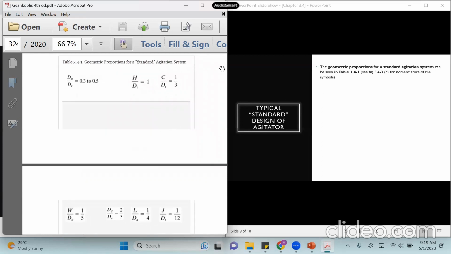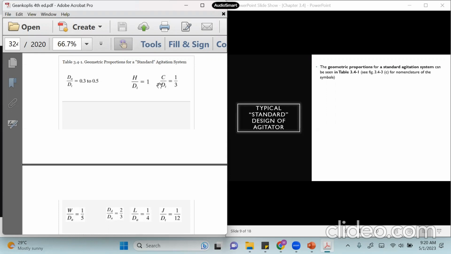Now, the geometric proportion for a standard agitation system: usually dA over dt, the ratio of the diameter of the agitator to the diameter of the tank, is 30 to 50%. The ratio of the height of the liquid to the diameter of the tank is usually regarded as 1. This is the standard, ideal agitation system. It can change later according to the problem, but this is the standard agitation system.